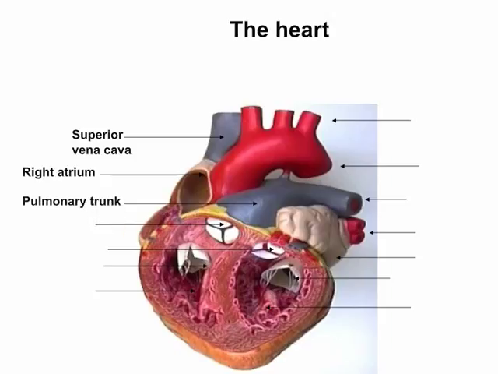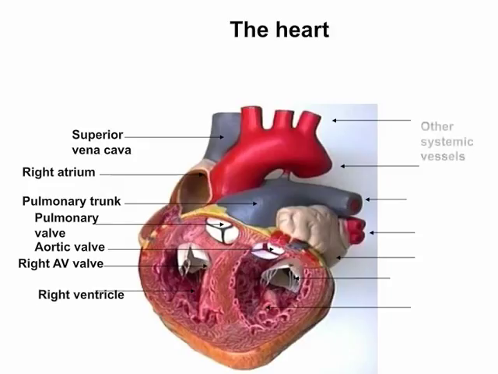The next structure identified is the pulmonary trunk, and when we get to the other side of the diagram, you'll see that the pulmonary trunk actually is the beginning of the pulmonary artery. We next see the pulmonary valve, which is where the blood, before it is oxygenated, will travel through to go to the lungs. We next see the aortic valve, the right AV valve, which is actually the tricuspid valve, and the right ventricle.